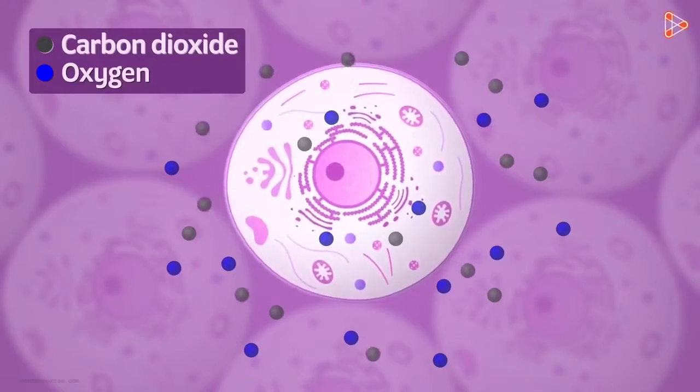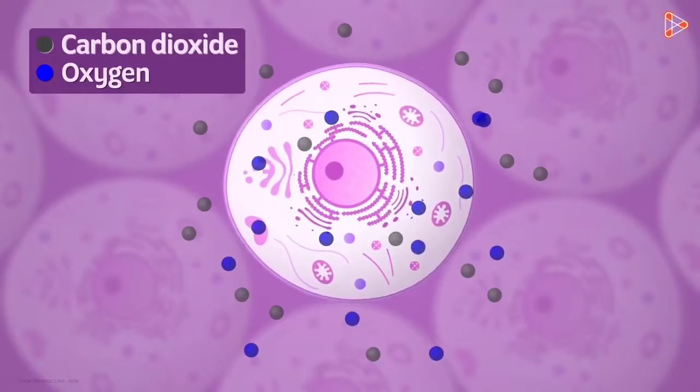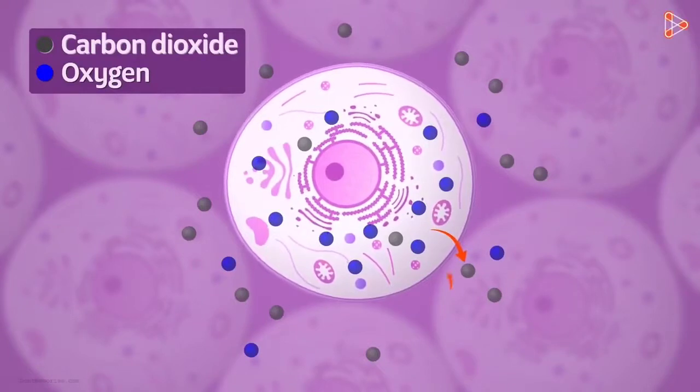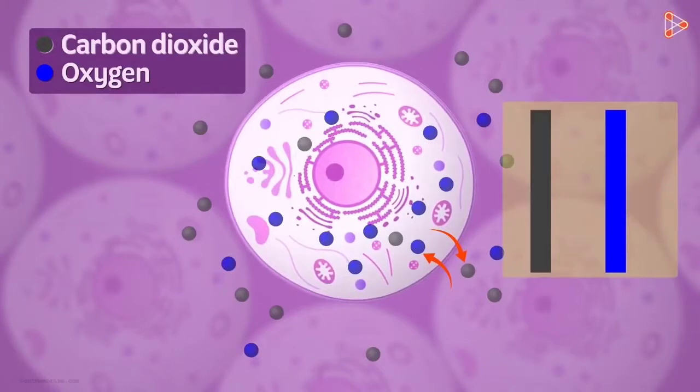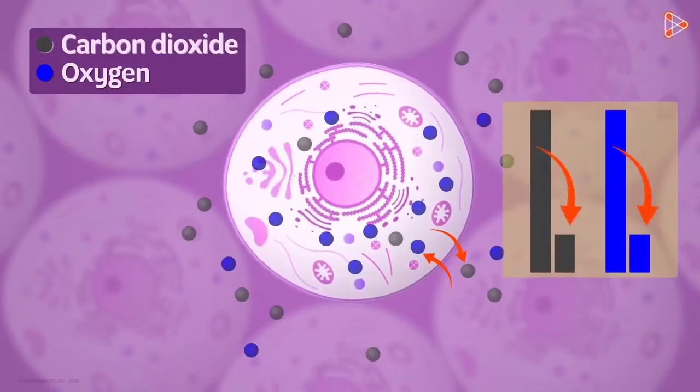Now, there is very little oxygen left after respiration in the cells. So the oxygen from outside the cells moves in through the plasma membrane to make up for the lost oxygen. That means carbon dioxide moves out and oxygen moves in. Both the gases move from their area of higher concentration to an area of lower concentration. And this diffusion process does not require energy.